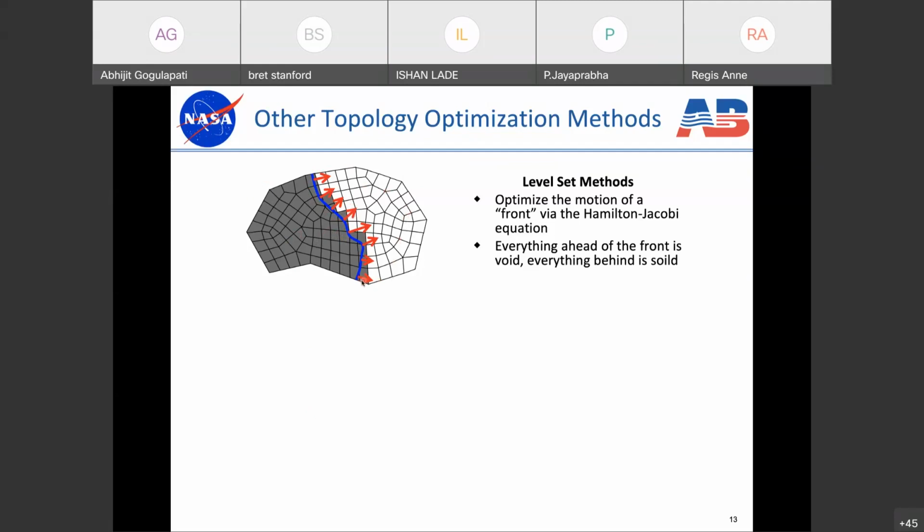And so the optimizer can push this front through the design domain in pseudo-time, and in so doing develop a topology. And the motion of this front, there are various ways to do it, but a solution of the Hamilton-Jacobi equation is one popular scheme for handling that. So that's a broad brush overview of level set methods. These are quite popular in the MDO community. I'm not going to talk about any level set optimization results today.